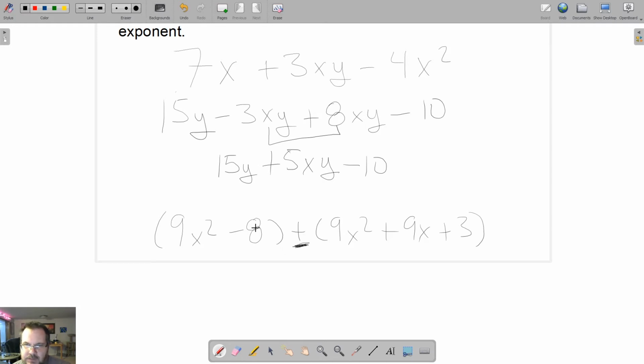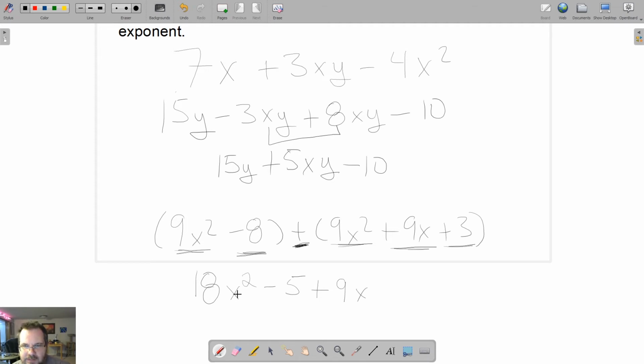Now, I want to identify what the like terms are. My first like term is 9x squared, which is alike with 9x squared. If I combine them, 9x squared plus 9x squared is going to be 18. And if I'm just adding or subtracting, the variable doesn't change, and the exponent doesn't change. The exponent will only change when you're multiplying. So some students will want to say this is 18x to the fourth. And while I agree with the 18 part, it's like saying 9 second graders plus 9 second graders doesn't make 18 fourth graders. They still stay in the second grade. So this will be 18x squared. Next, this negative 8 can combine with a positive 3. So negative 8 plus 3 is going to be negative 5. And the last thing that I haven't done anything with just drops down, which is this plus 9x.